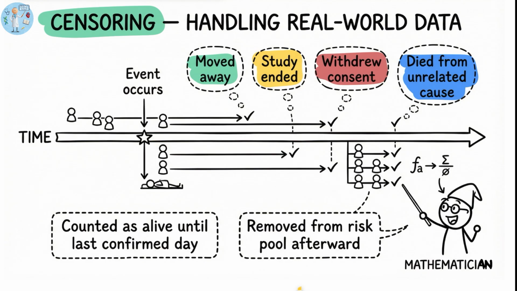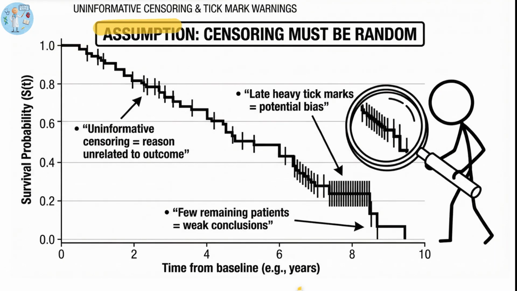So you can't say they died of the disease, but you also can't just keep counting them as at risk anymore. Exactly. And here's the brilliant part of the math. We count them as alive and at risk up to the very last day we have confirmed data for them. Okay. And after that day, they are simply removed from the denominator, the pool of people still at risk of the event.